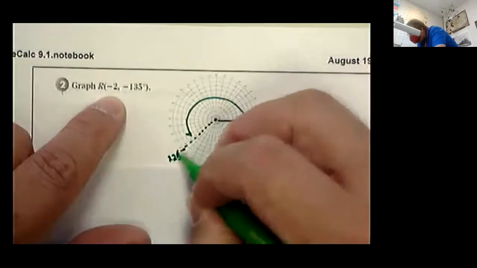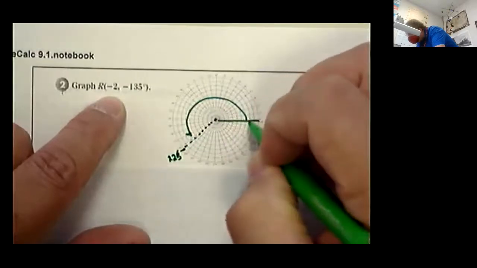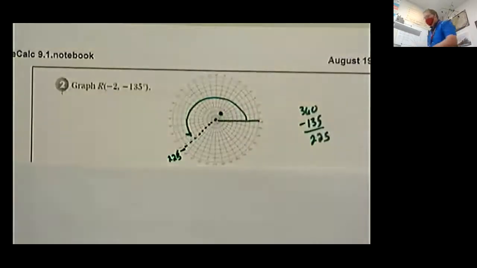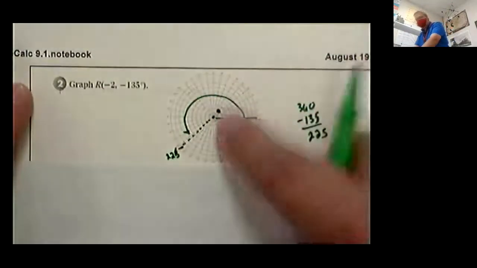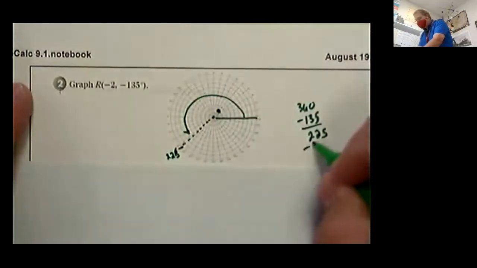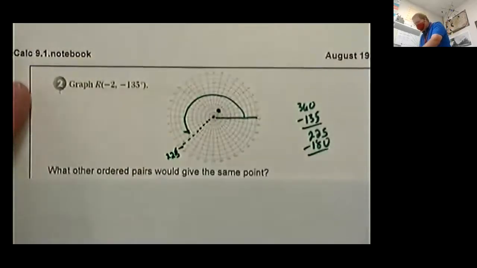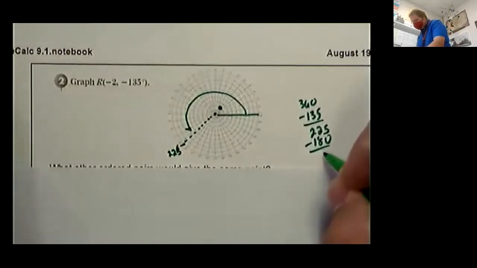Again, from our initial side, we're going to come all the way over to 2. Put a dash line there for that. And we're 2 out, which is actually really close in. And so we're going to be about right there. So there's our point. Again, the negative radius flips it back to the other side. So really we're back to -180, which is back to 45.